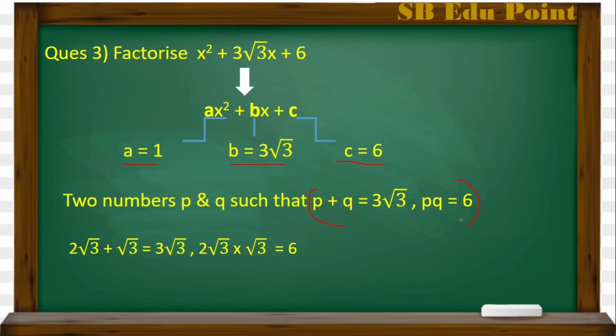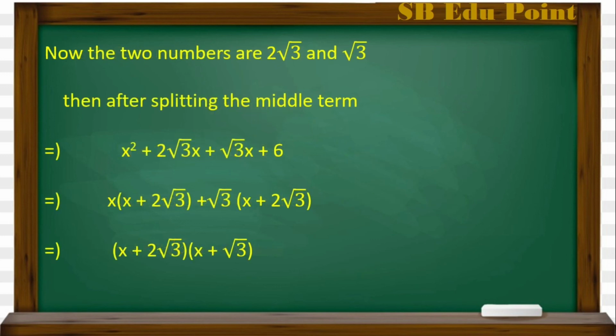So now you need to calculate the two numbers such that the sum should be 3 root 3. So I have taken the two numbers as 2 root 3 and root 3. So the sum will be 3 root 3 and the product will be equal to 6. So my condition is fulfilled and the required numbers are 2 root 3 and root 3. In the last step I have to replace the middle term with these two numbers.